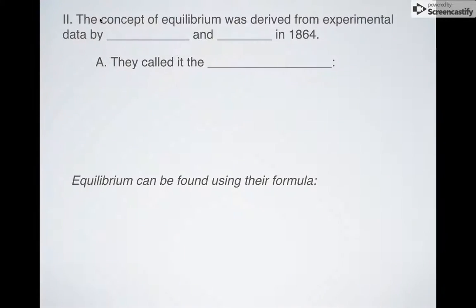Today we're going to be looking at how you can write equilibrium expressions for various chemical reactions. So we talked about what equilibrium is, and here is kind of a more formalized definition. The concept of equilibrium was derived from experimental data collected by Goldberg and Vogt in 1864. Instead of calling it equilibrium, they called it the law of mass action.